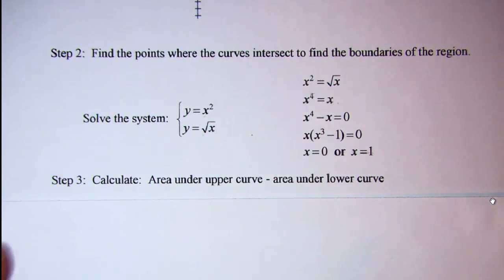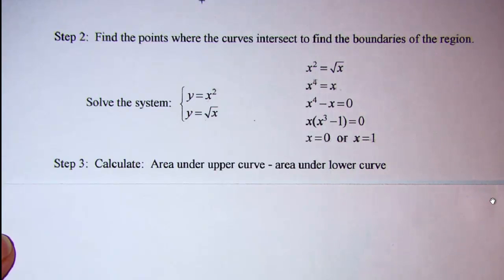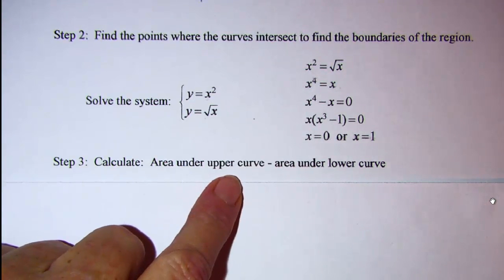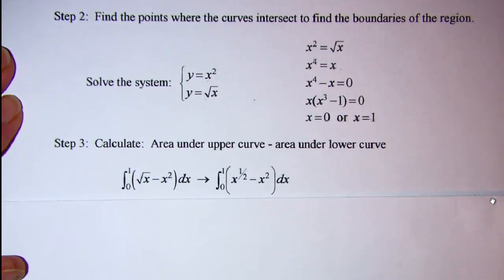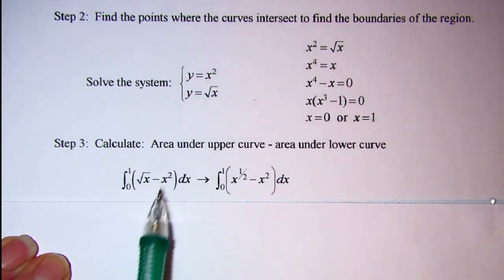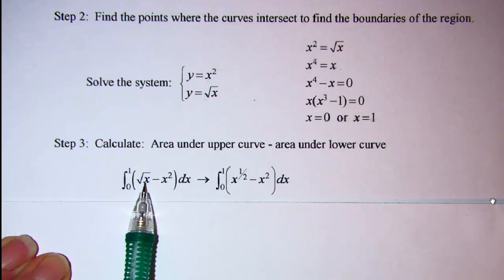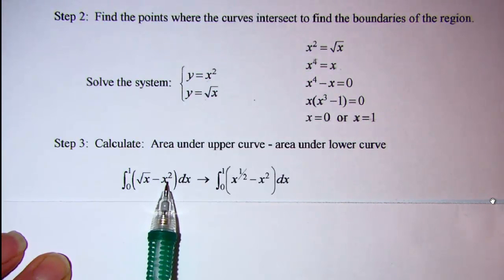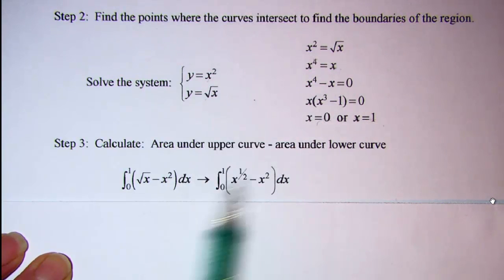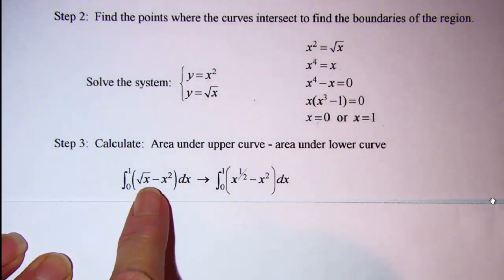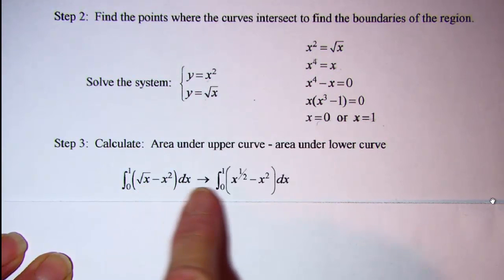Then we want to calculate the area of the region, which will be the area under the upper curve, subtract the area under the lower curve. So the upper curve was the square root of x, the lower curve was x squared, and we're calculating from 0 to 1. So we integrate. To make it easier for us to use the power rule, when we integrate, we'll change this to x raised to the 1/2 power.